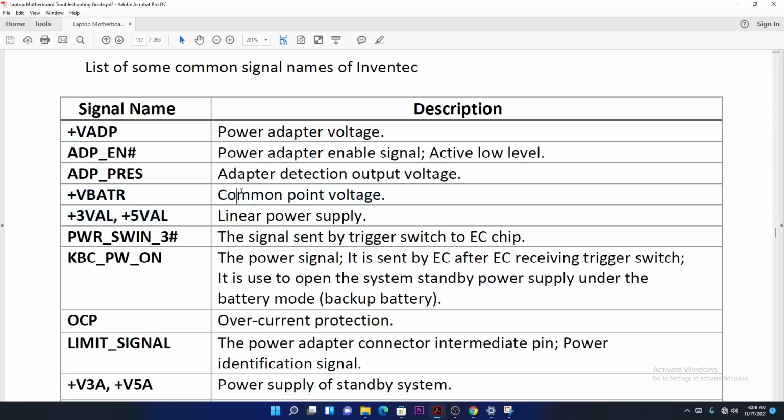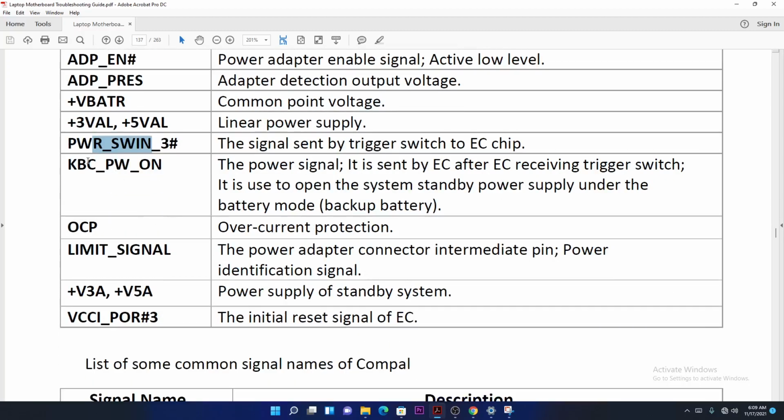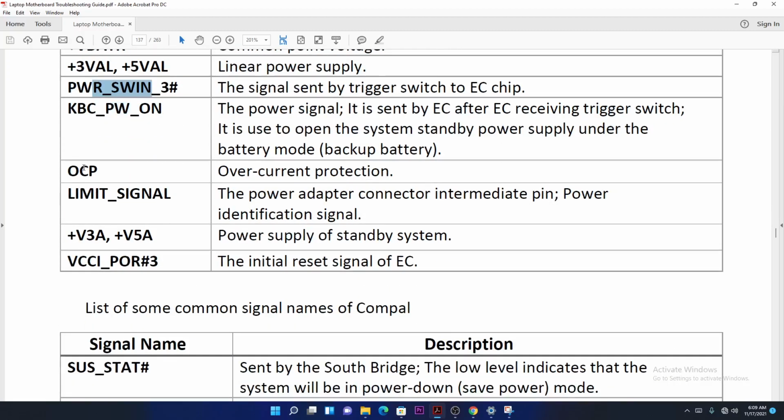V battery, this is a common point for a battery, 3.3 and 5 volts linear power supply. Okay, this is a linear power supply. It means it's always on. Even this all, it means always on. The 3.3 always on. 5 volts always on. All right, power switch. Okay, signal simple. Okay, USB power. We did this as well. OCP. OCP means overcurrent protection. Limit signal. Power adapter connector.